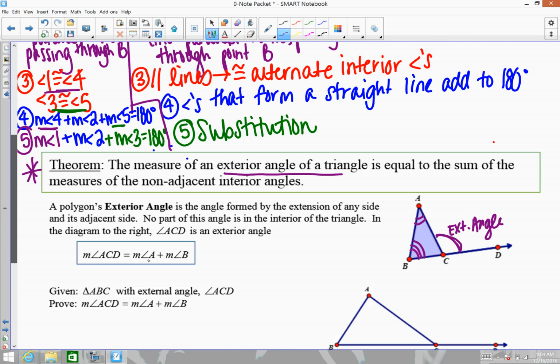So basically, if you look here, angle A plus angle B would be equal to angle ACD. So meaning if I put numbers in here, angle 1 plus angle 2 is equal to angle 3. So I'm going to also add that. So that's what the theorem's saying. So let me show you why that's true, and then we're going to look at a proof for it.